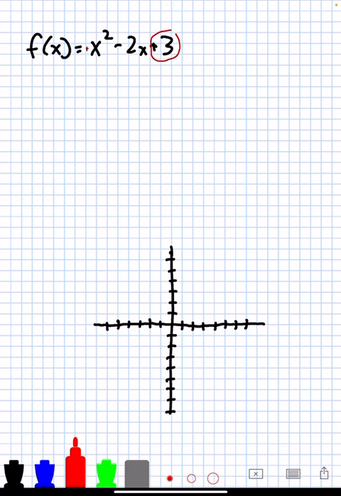Now, there are 3 ways to do this. The first way that we learned, we make an x and y chart. That was pretty much the first way that we learned how to do it. And we put in all of our endpoints on x, and then we get our outputs. That was a good way. It worked, but it was very inefficient.